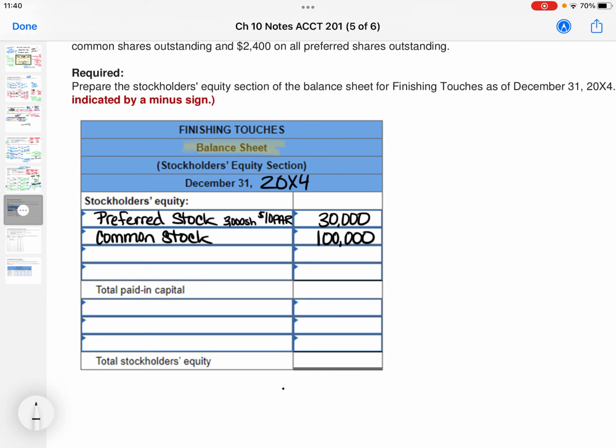I think it was 8%. I can't remember. I'm not sure on that. Here was 100,000 shares, but only 94,500 are outstanding, dollar par. We'd have a lot of information here. You don't have to for this problem.